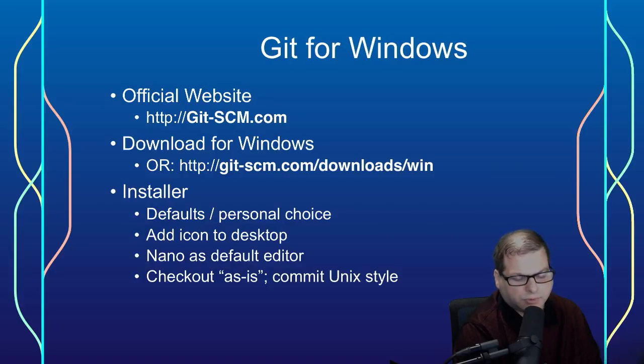Now when you run the installer, most of the defaults should be fine. However, I do like adding the icon to the desktop, setting up Nano as my default editor, and when you get to the line endings page, I like to choose the middle option, which is check out as is and commit Unix style. That's because most of the teams I've worked with are now cross-platform.